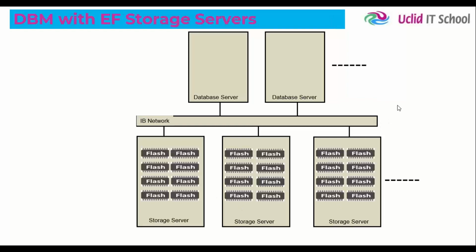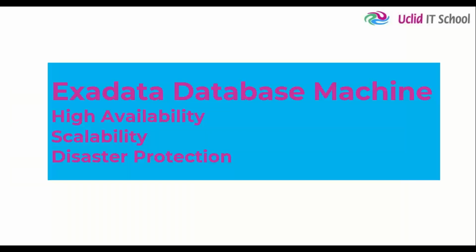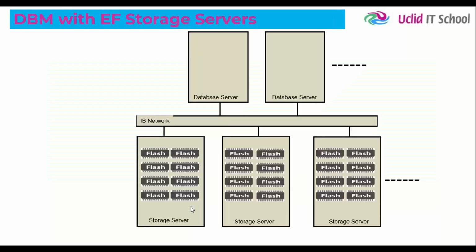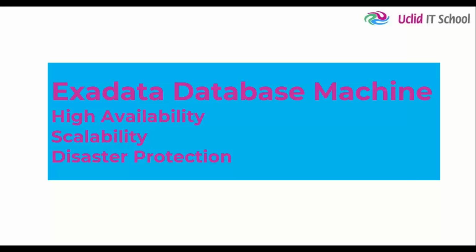Then this slide shows you the Exadata database machine with extreme flash storage servers. How can you tell this is an extreme flash storage server? Each storage server has only flash disks. There are no hard disks. All right. So that way you understood more about Exadata hardware.